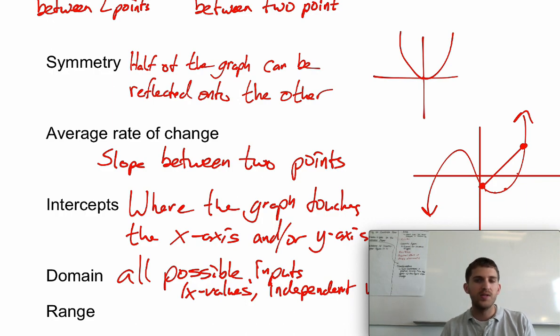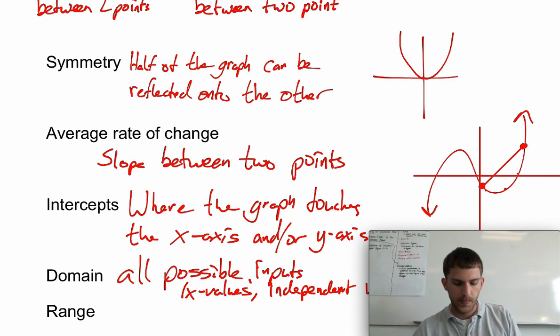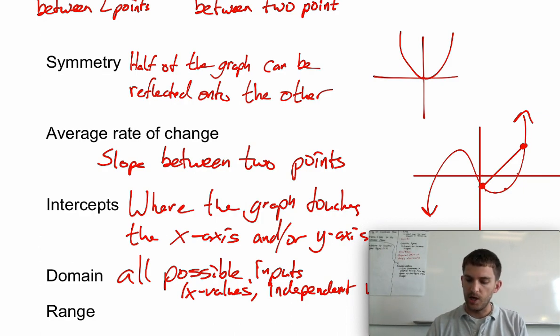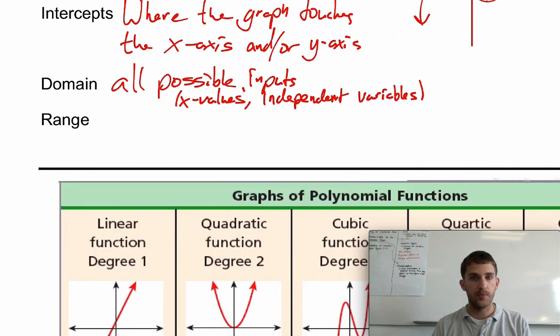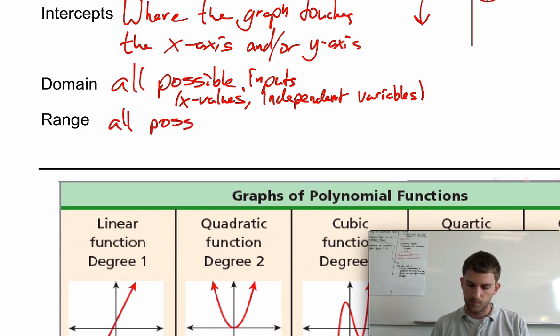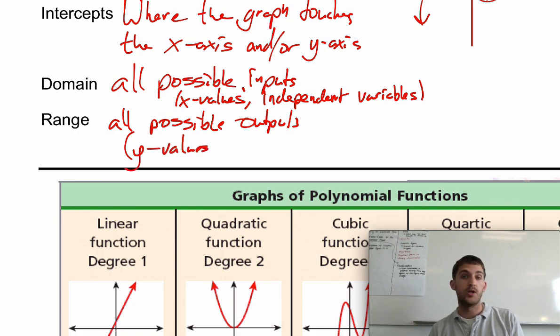So what's the entire set of independent variables that we're allowed to use for whatever we're using here? The range is going to be all possible outputs. Sorry, I just realized my camera was covering part of the words. The range is all possible outputs. And in many cases, those are the y values. Or just using the terms like we did for the previous one, those are the dependent values.